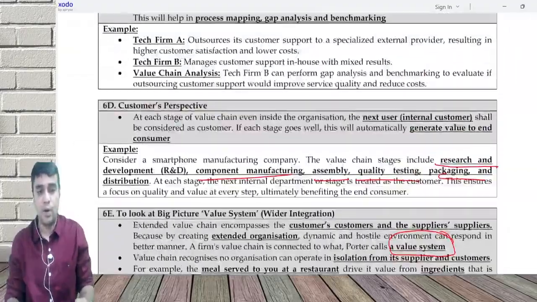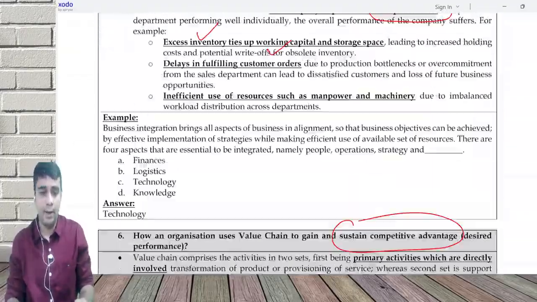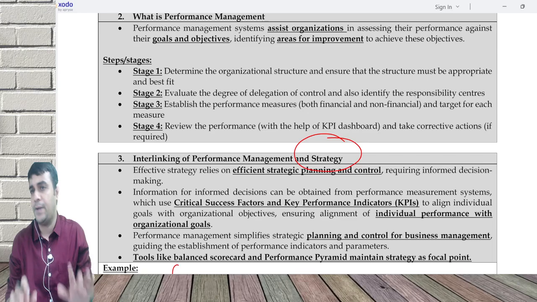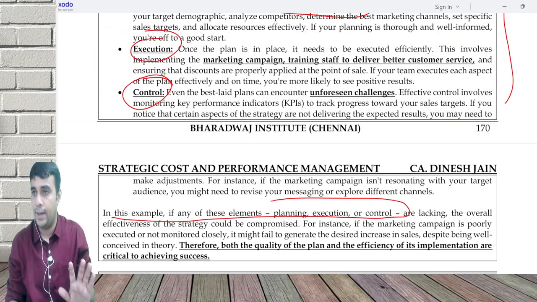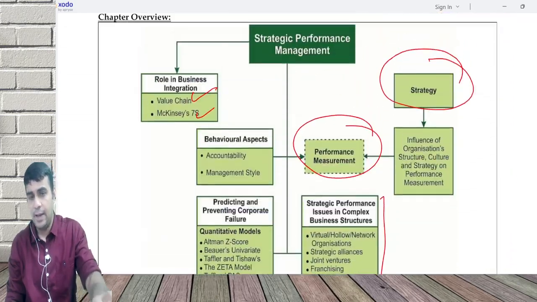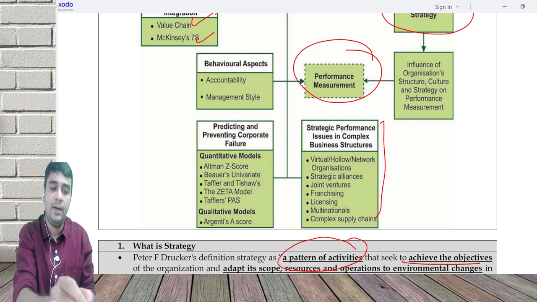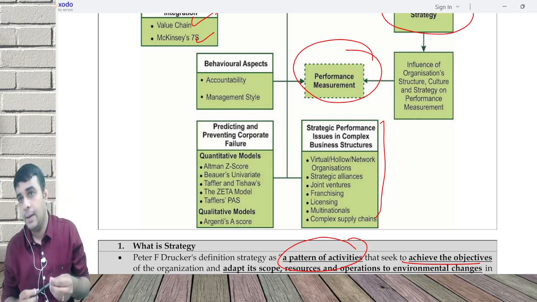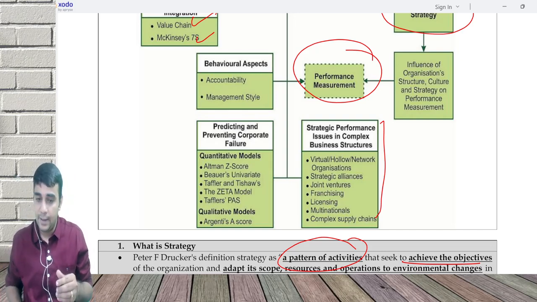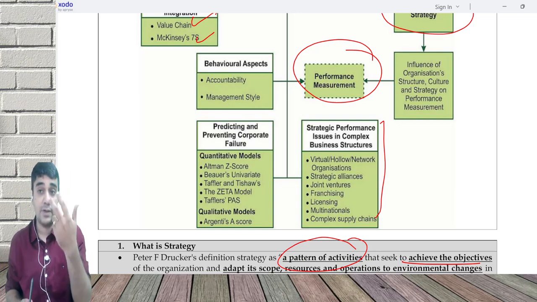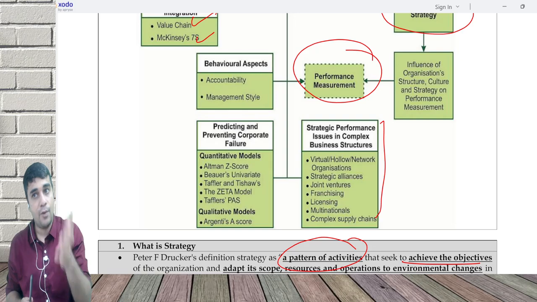I'll be moving to one of the most important areas. It will need me 20 minutes of explanation and carries 10 marks for you in the exam. 100% questions are coming for every student in that, which is on predicting and preventing corporate failure. Some students have got 2 questions in the exam, some have got 1 question.